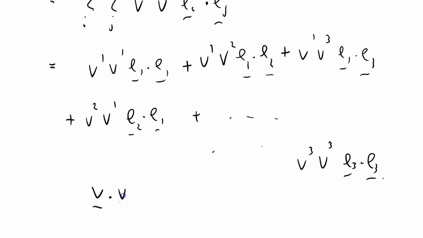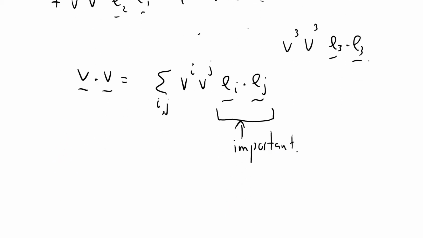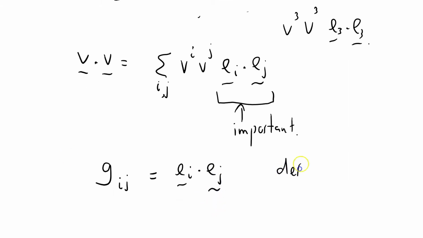What we've got is v dot v equals sigma over i and j, v^i v^j e_i dot e_j. It's pretty clear to me that this is important. You see it all the time. So what I'm going to do is define a quantity called g, with a subscript i and a subscript j, and that equals by definition e_i dot e_j. Okay, and that's a definition of g_ij.